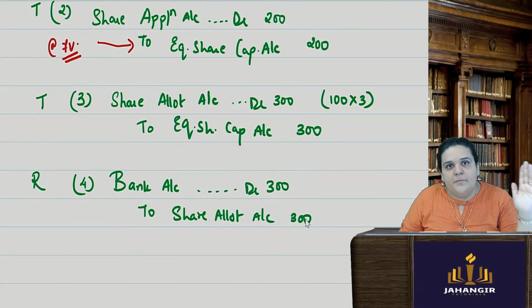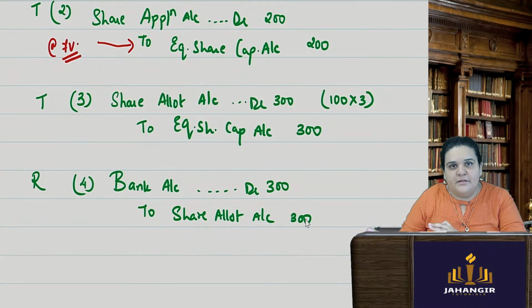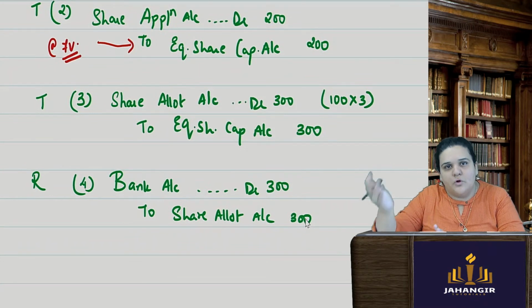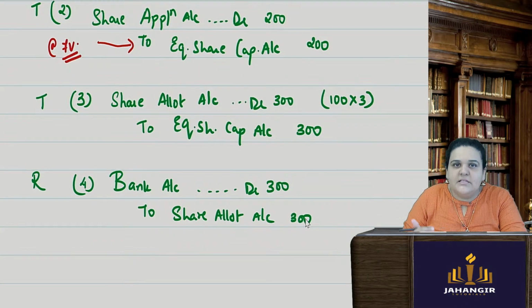This is the way it is to be passed. These are the rules of passing the journal entry. Because application is done today, allotment may be after 15 days, 10 days, etc. Then the first call may be after some days. So dates keep changing here. Transfer takes place and on the date of receipt we will write the receipt.